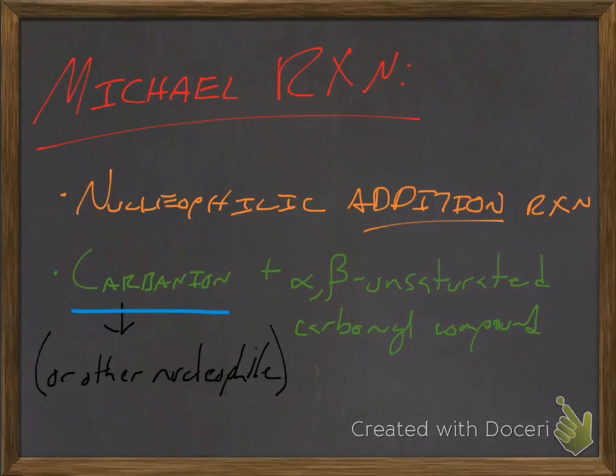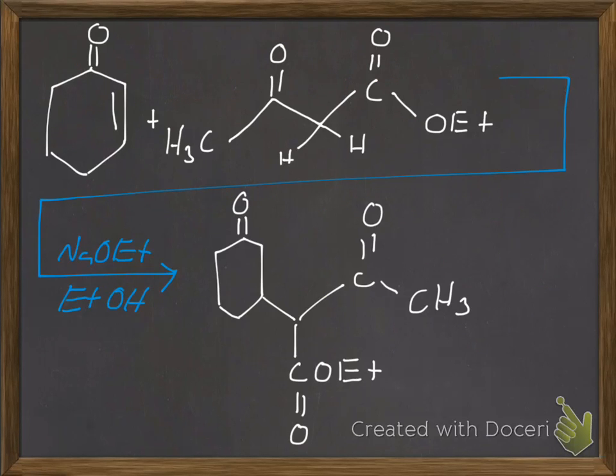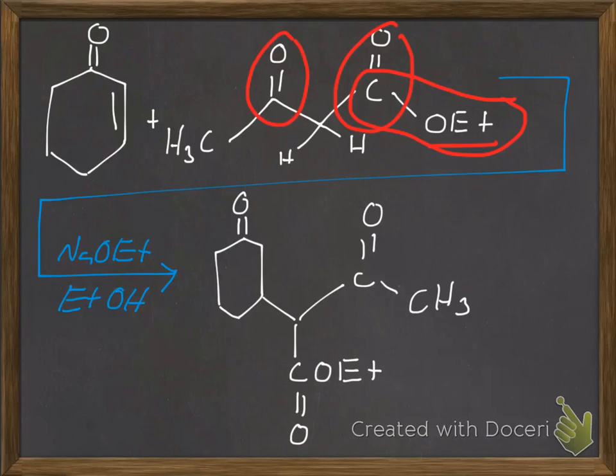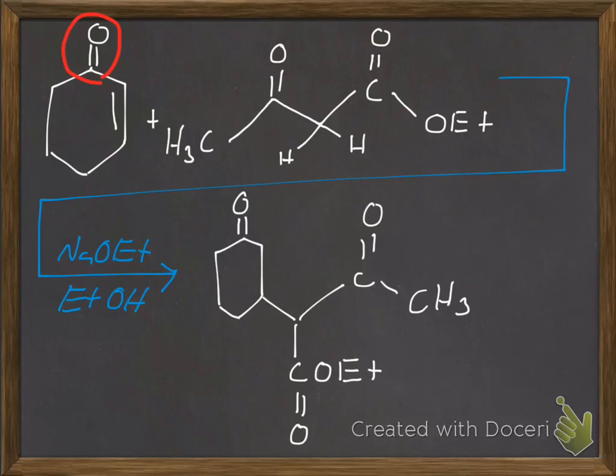So what is that going to look like? Well, let's look at our example here. Which of these would be the alpha-beta unsaturated carbonyl? In our reactant side of things up here, let's change the marker to red and talk about this. We have a carbonyl here, and we have a carbonyl here. This carbonyl is an ester, because we have this oxygen with a functional group here, this ethyl functional group. And we have a carbonyl here. So which of these two compounds is going to be the alpha-beta unsaturated carbonyl? Well, it's going to be this one here on the left, and let me walk you through why.